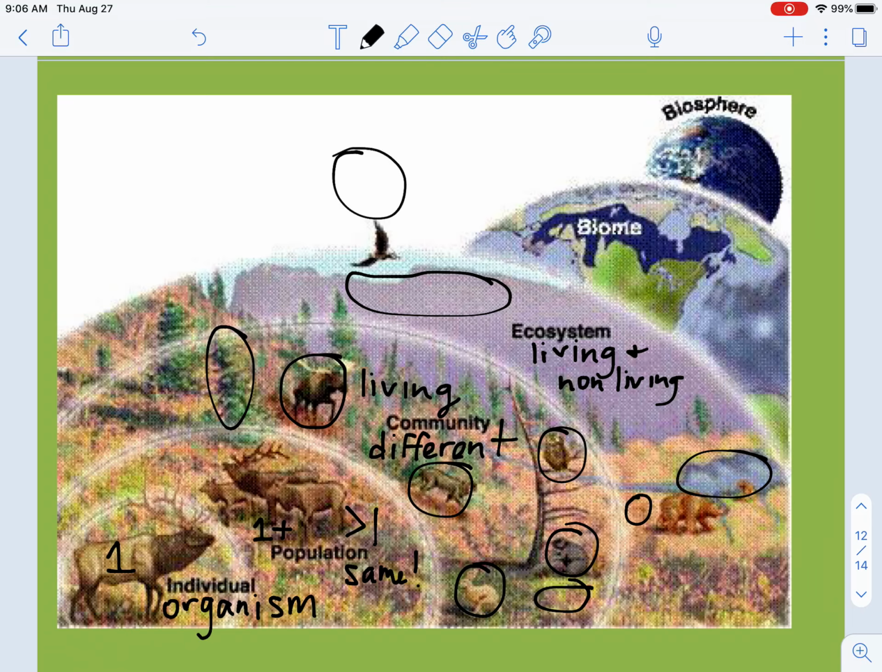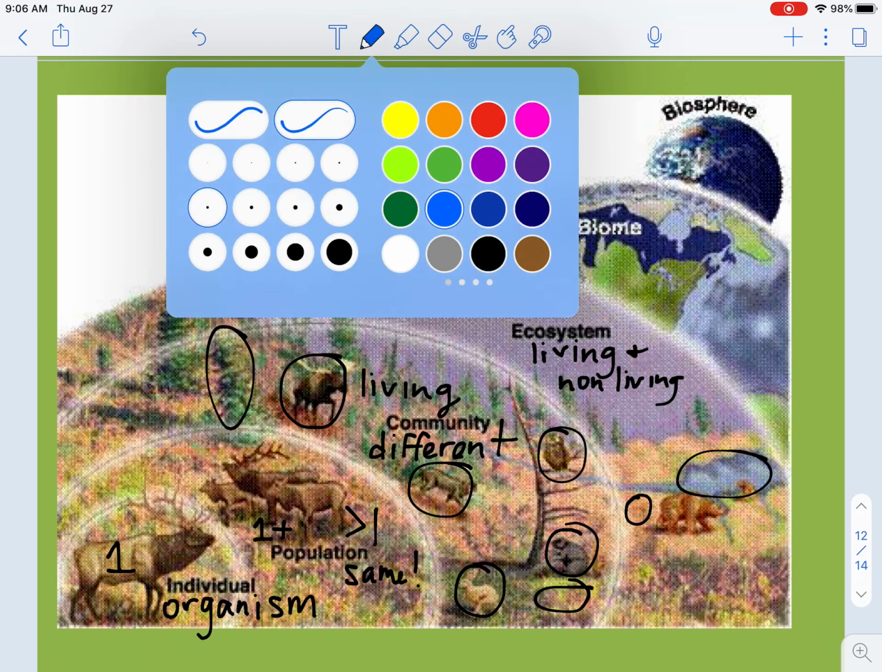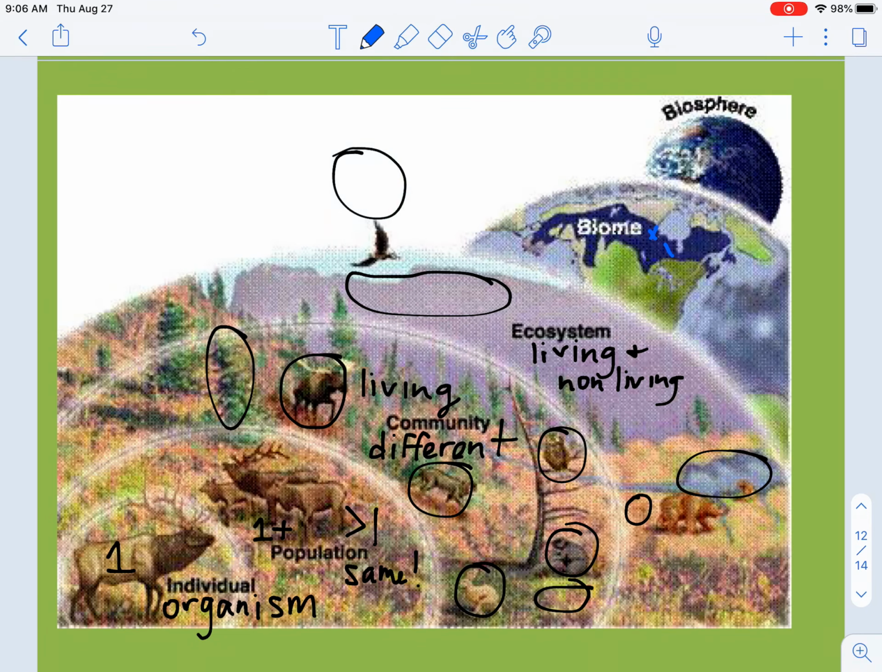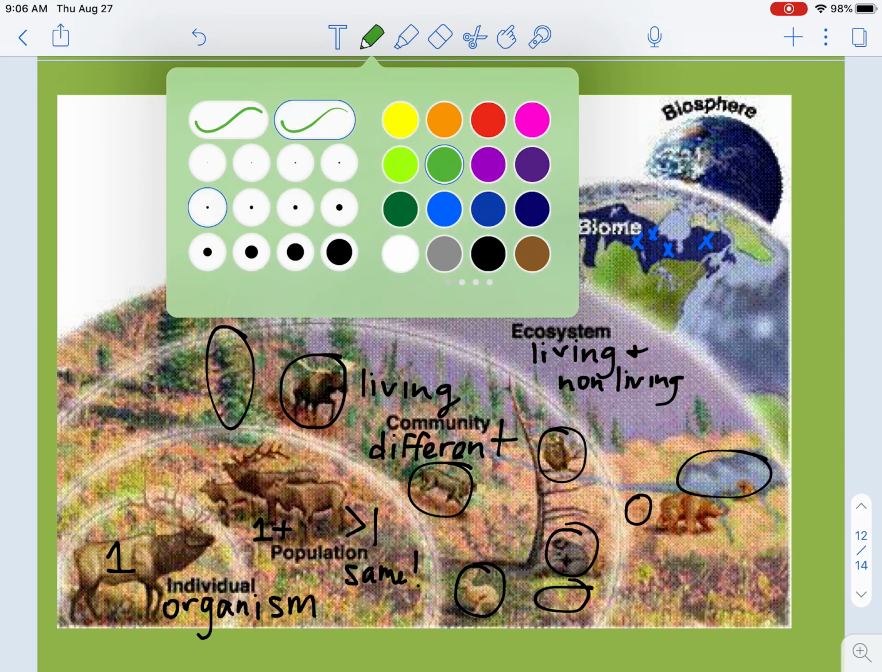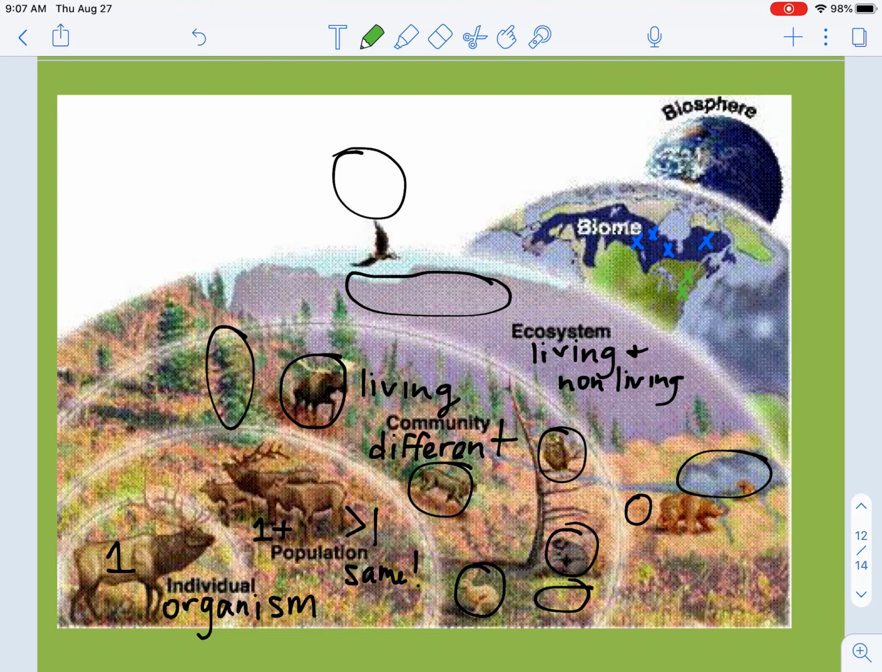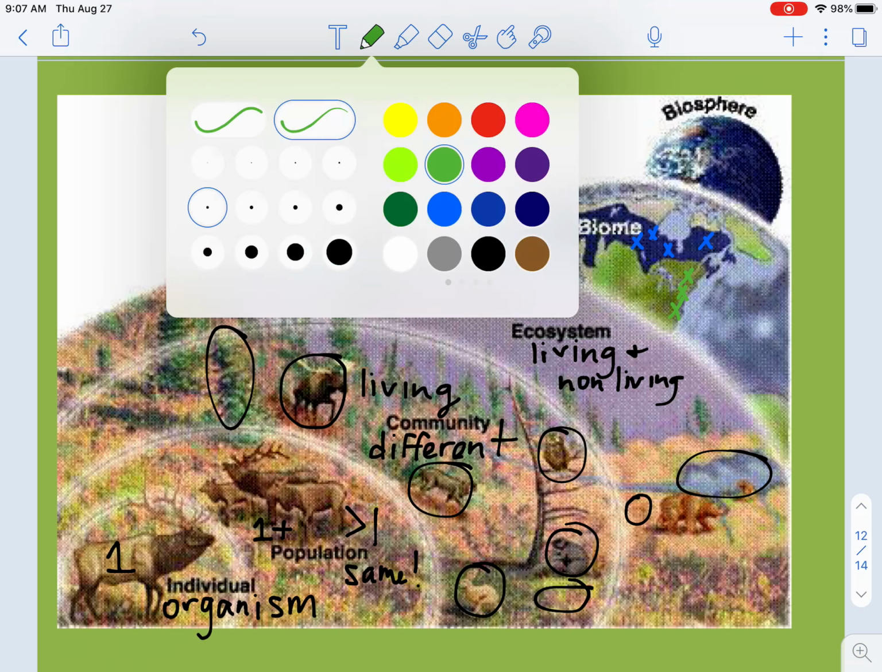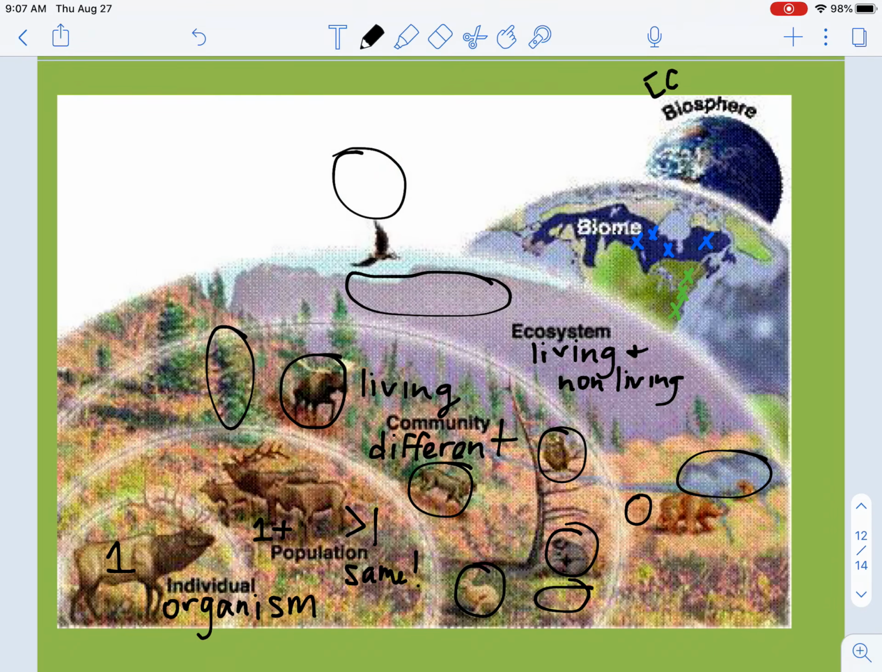Okay, now we have biomes. Remember, these are more like categories. So like everything in that dark blue is probably the same biome. Everything that's like the same shade of green, probably the same biome. And then bio or ecosphere is where life exists on our beautiful planet.